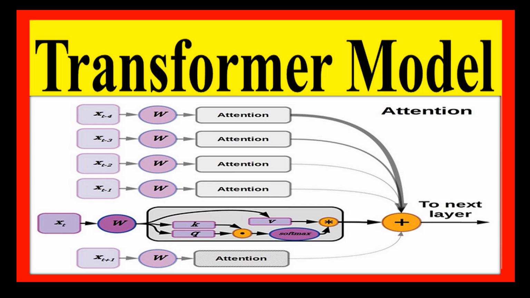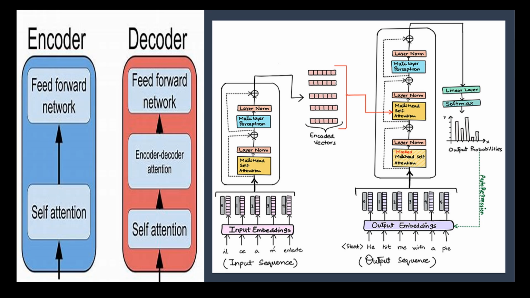The transformer model has revolutionized natural language processing by introducing the power of attention mechanisms to neural networks. This groundbreaking architecture has become the backbone of many state-of-the-art NLP models, from machine translation to text generation. In this video, we will provide a comprehensive introduction to transformer models, discussing the key concepts and components that make them so powerful. So let's get started with what is a transformer model.